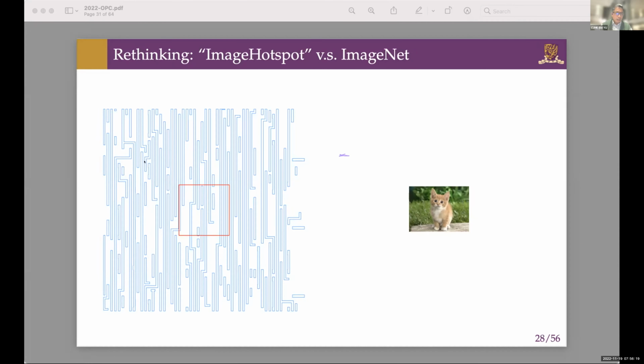Okay. Another question I see from the chat box is: do you envision the machine learning model for hotspot detection can be deeply integrated into the physical design flow? For example, hotspot-aware detail routing with a machine learning hotspot model.